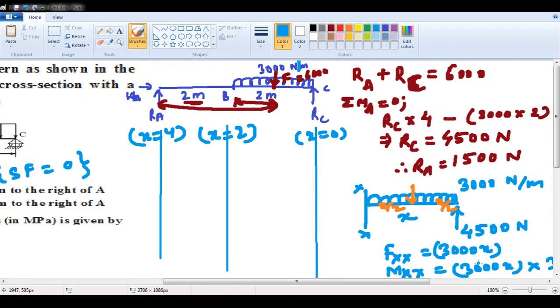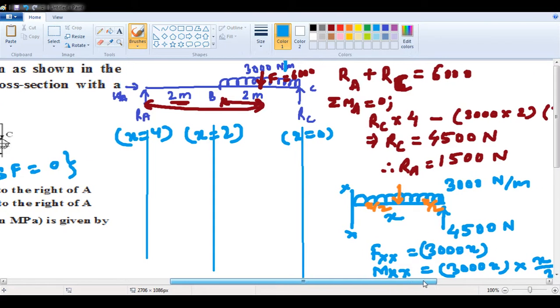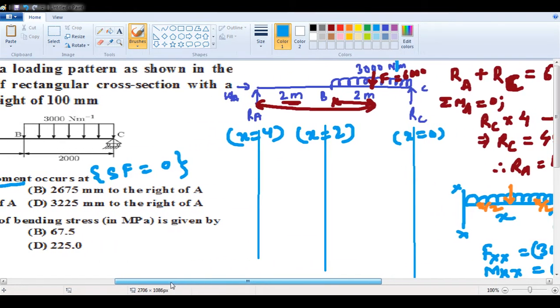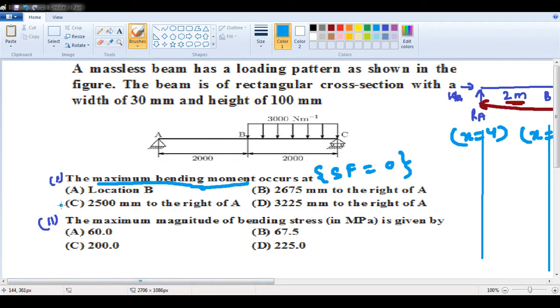First case, 3000 into x. So obviously x equal to 0. When we see over this, shear force will be 0 at x equal to 2.5. So the answer for this will be option C, 2500 mm from the right of A.